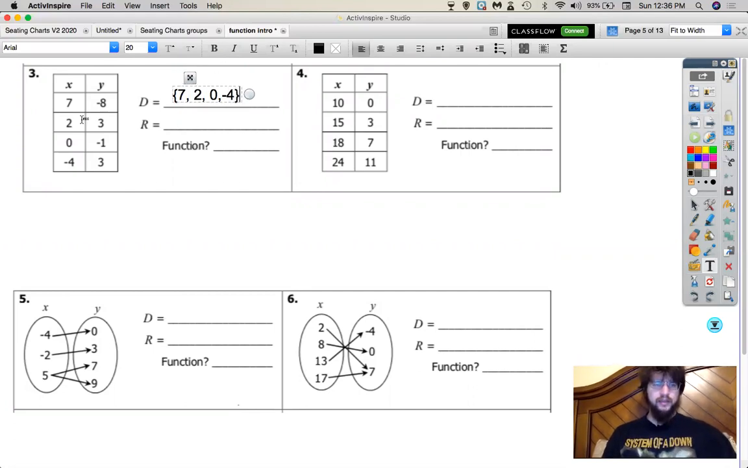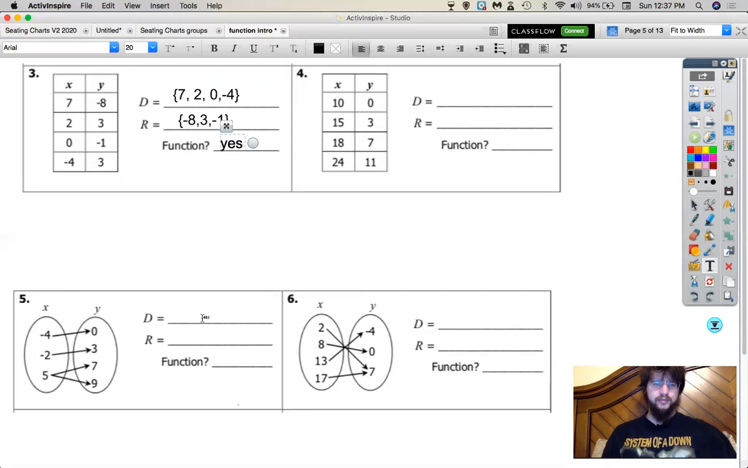That's my domain, 7, 2, 0, -4, and my range. You should already be able to tell me if it's a function or not. It's -8, 3, -1. And again, we don't repeat. We already have 3 written. Is this a function? Yes, it is. Because all my x values are different, so they definitely don't repeat. So we're good.